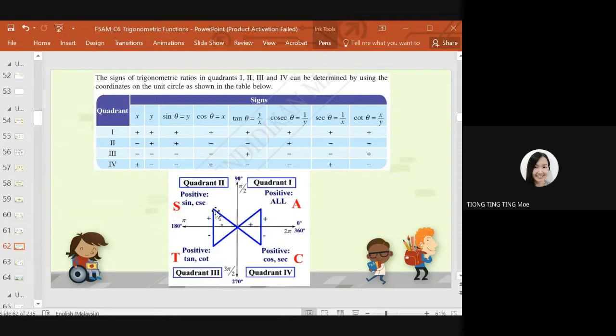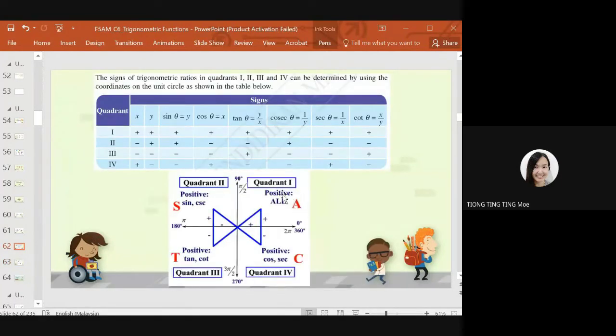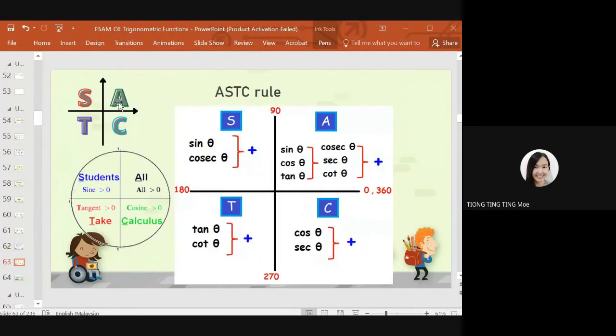Then the vertical line is the y coordinate. Negative, positive. Negative, negative. Then positive, negative. But if you cannot remember, never mind. Later I will show you an easier way to remember it. Okay, then another one. From here, do you still remember this or not?